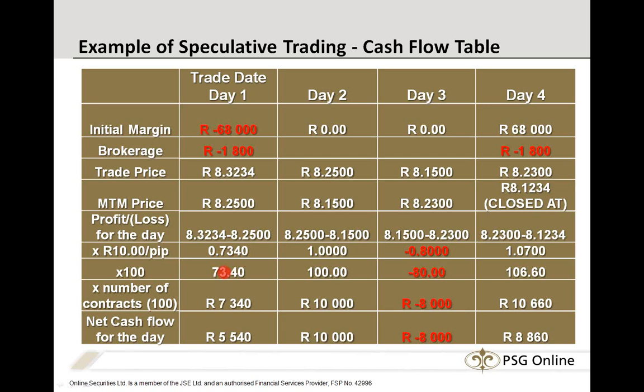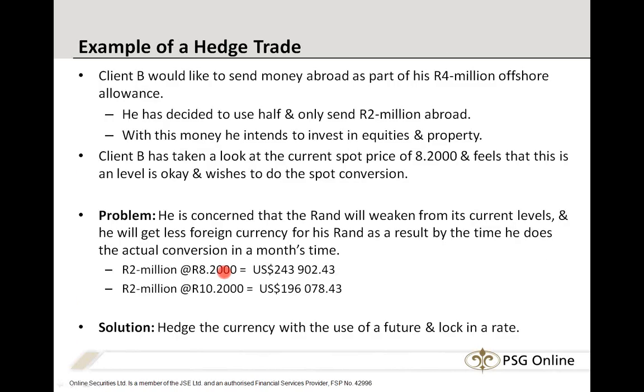Remember, you need to cover your brokerage, your costs, which is, as I say, 4 pips. 4 times the 10 Rand is 40 bucks. So that's what the guys are looking for. Okay. So that's an example of a speculative trader. Let's talk about a hedge.